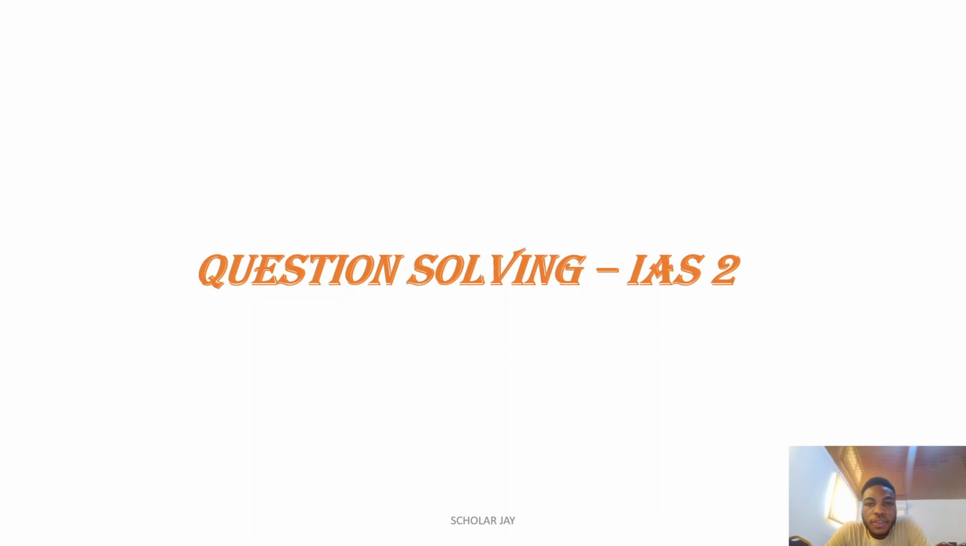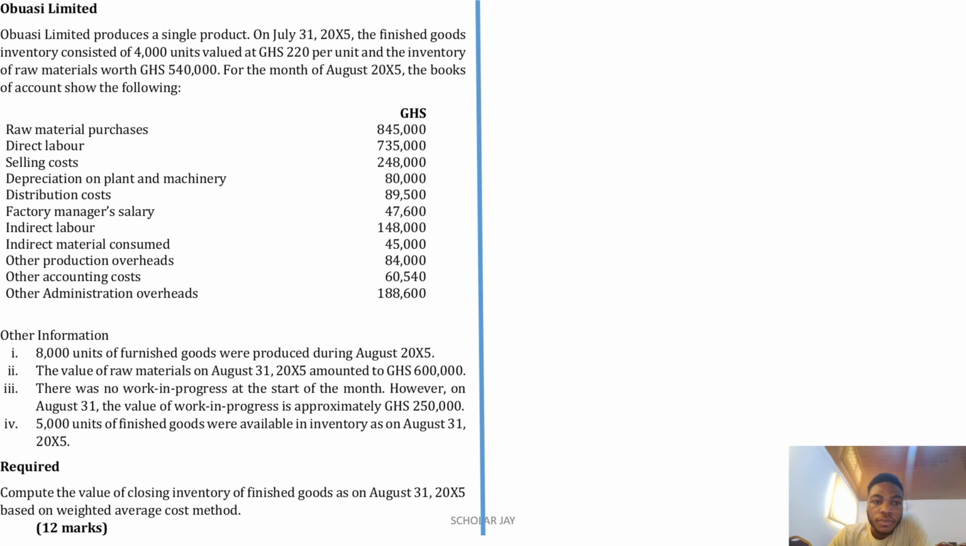So welcome back. We are on part 2 of the question solving under IAS 2. If you've not checked out the first question we solved on IAS 2 inventory, find a link below to check it out. It is quite simple as compared to this. So without wasting time, let's dwell into it.